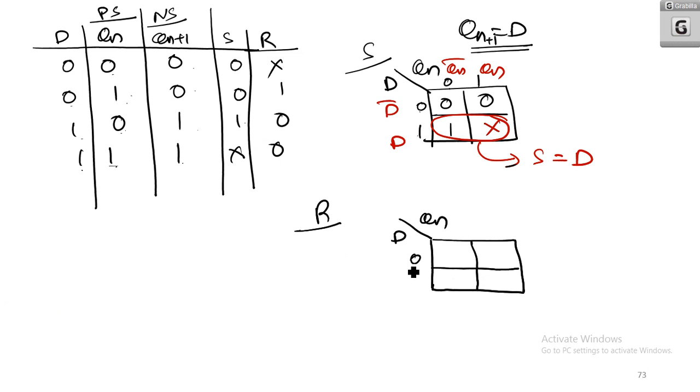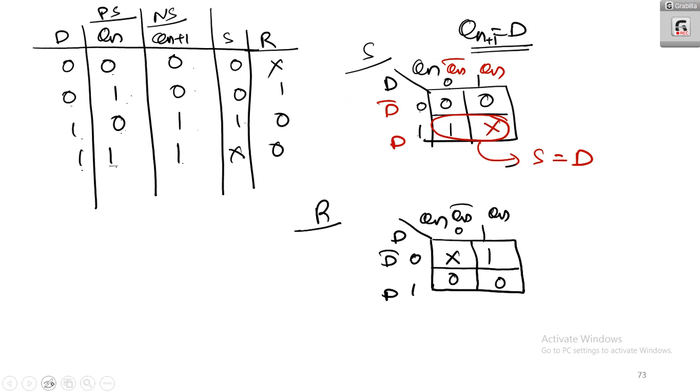So 0, 1, 0, 1. So this is D bar, D, Qn bar, Qn. 0, 0: R is don't care. 0, 1: R is 1. 1, 0: R is 0. 1, 1: R is 0.